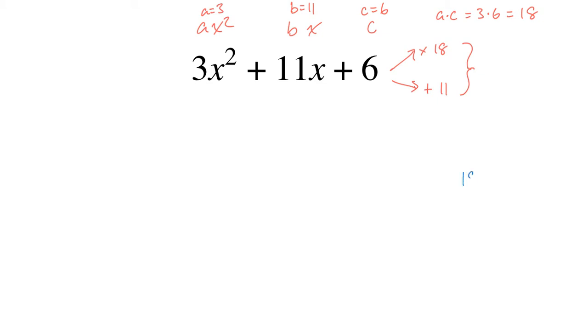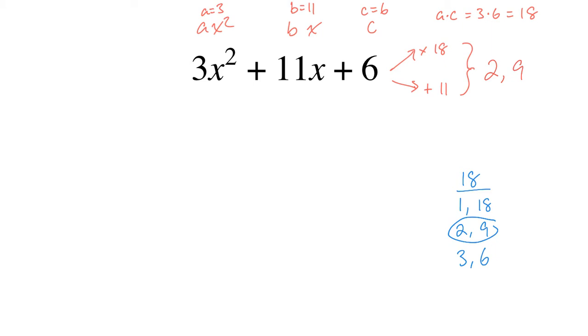Factors of 18, you can list them out or do them in your head, but that's just 1 and 18, 2 and 9, and 3 and 6. So which pair of these factors will add together to give us 11? And that's 2 and 9. So our special numbers here are 2 and 9.